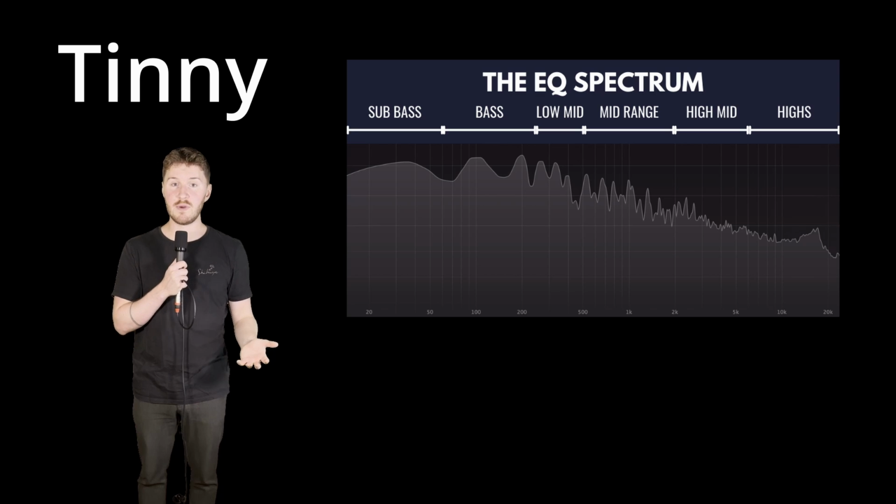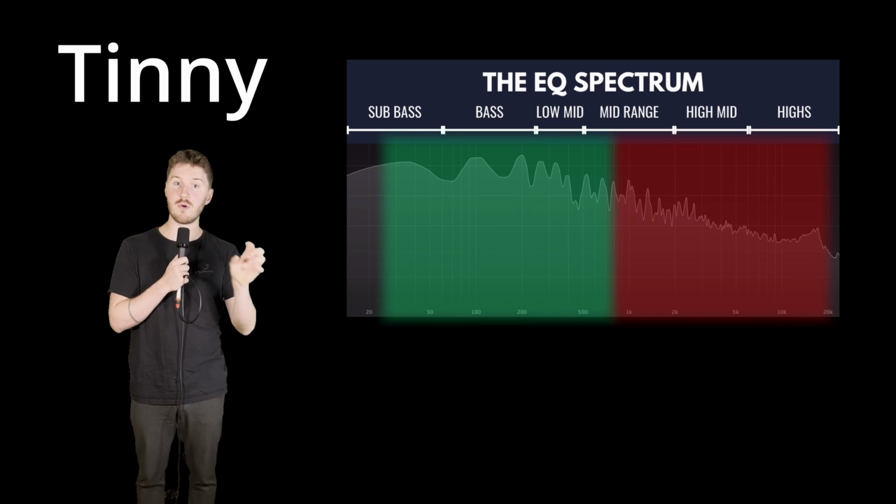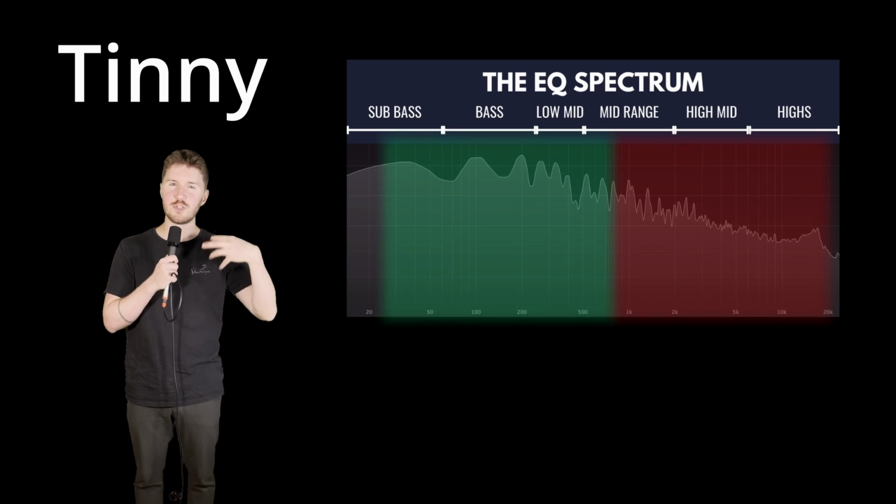And finally, Tinny. Tinny's not as common, but it usually just happens when there's too much treble, not as much low or mids. And it makes the sound more sharp and metallic. Here's what it sounds like.